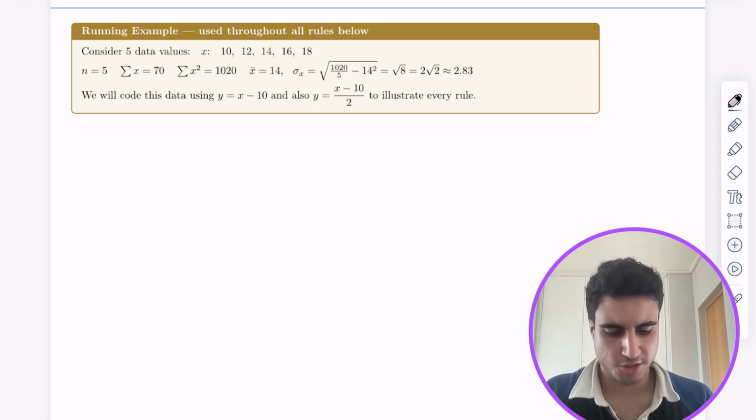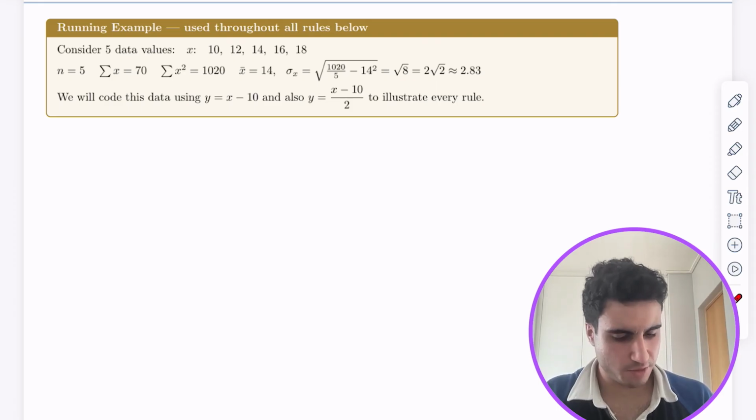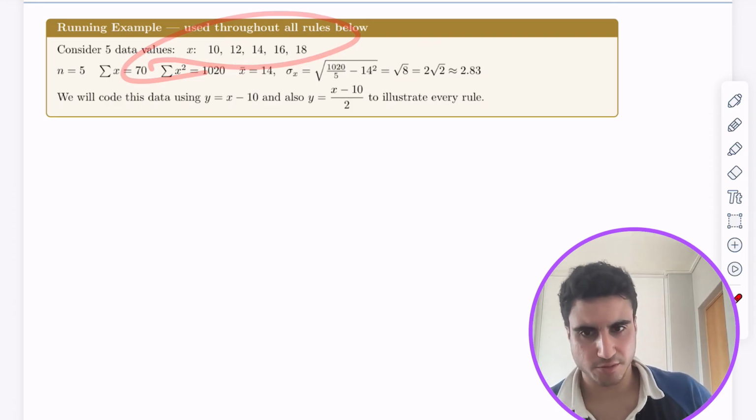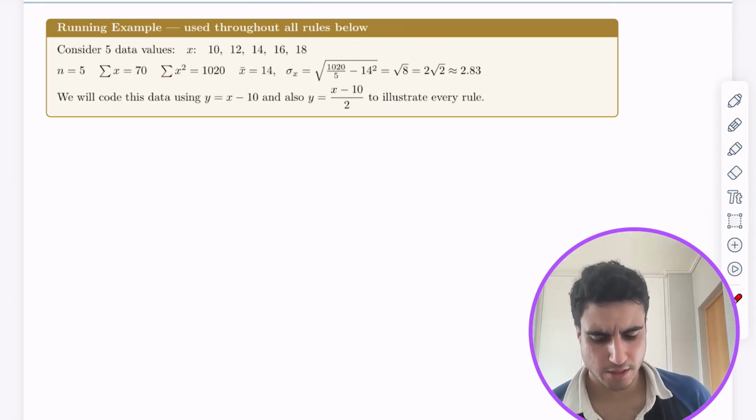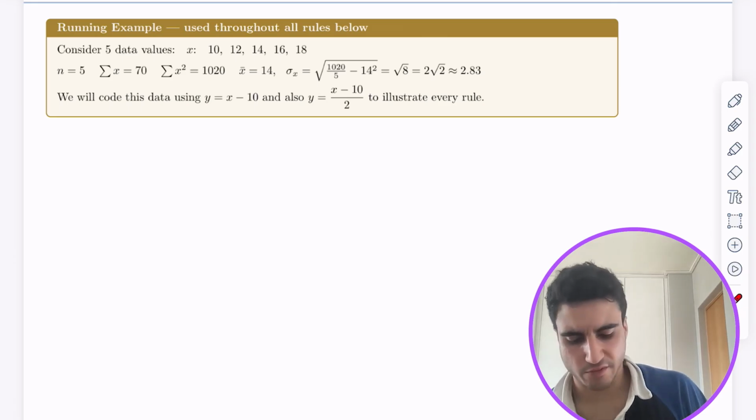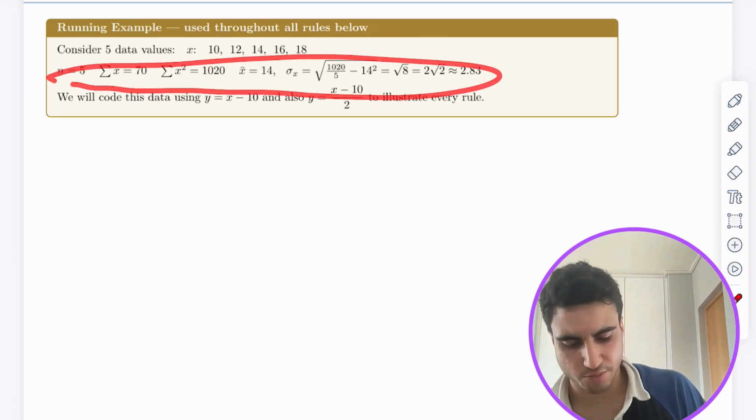It's all well and good me showing you the algebraic notation, but it's actually again about understanding how shifting and scaling actually works. Let's go back to the example. Here we are, guys. Same example as before. We've got 5 data values, and we've got the values that were pre-calculated for us.